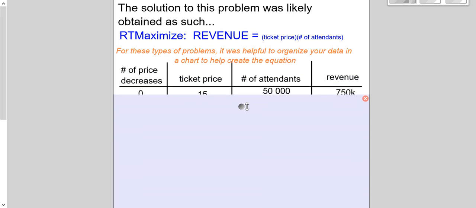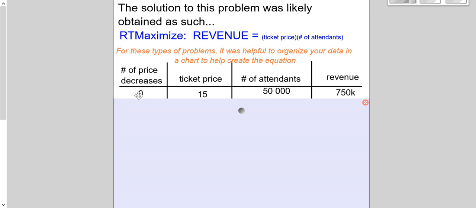Now, when you first were introduced to problems like this, I would have recommended you use some sort of chart like this. So a chart might have defined the scenario that was happening. We knew that the ticket prices were decreasing by $5 at a linear rate. What we were told initially was if we sell tickets for $15, we had 50,000 people coming to the game or to the arena.